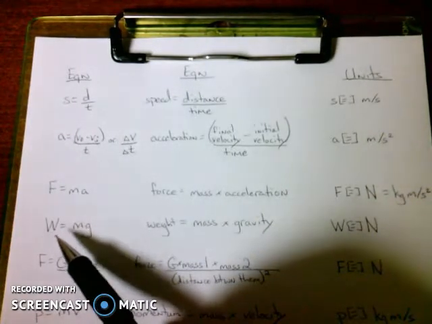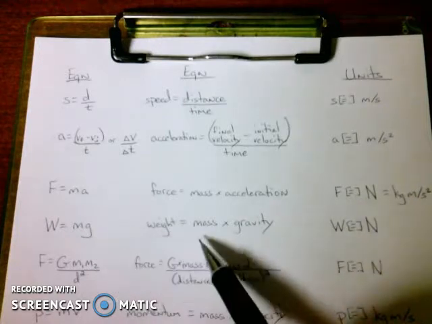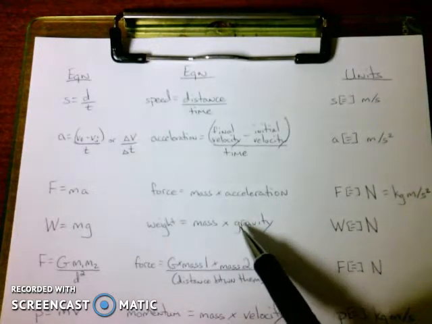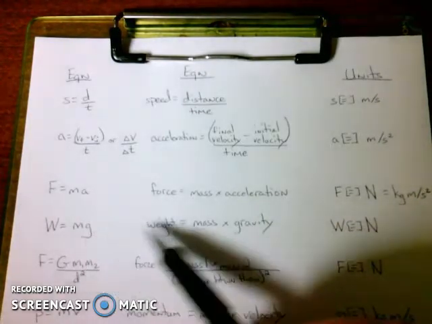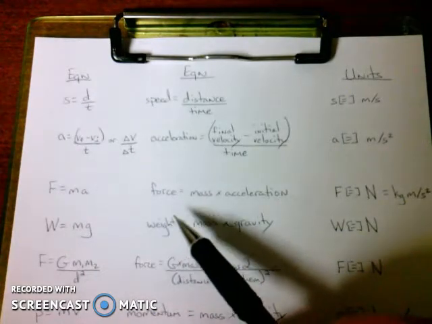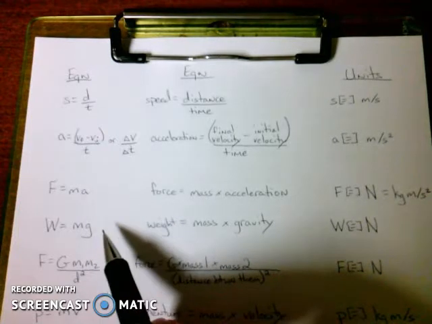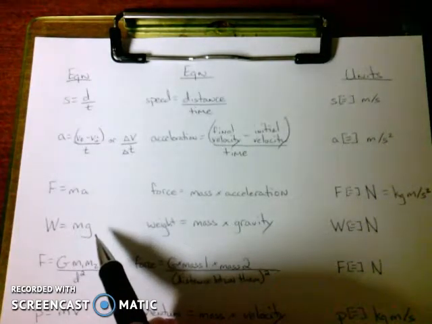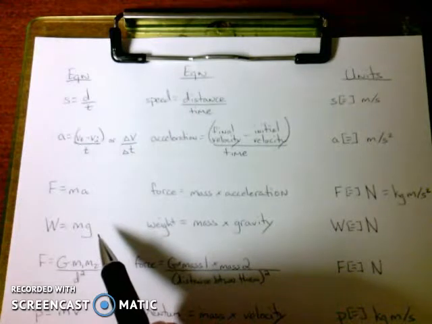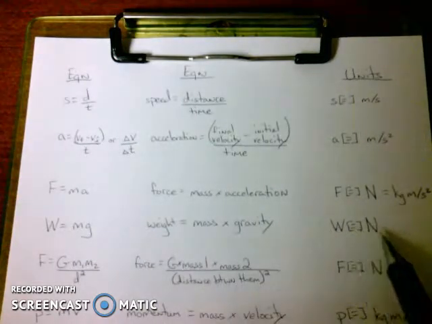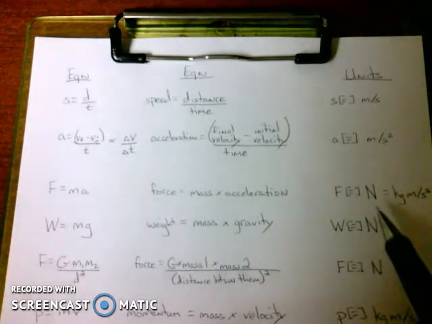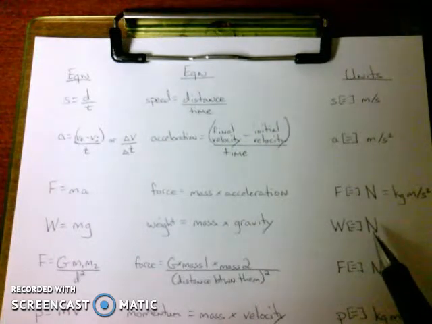All right, weight equals mass times gravity. So weight equals mass times gravity. All right. Now, weight is just a specific force, right? It's the force of gravity acting on a body. And little g on Earth is 9.8 meters per second squared. That's a good number to remember, okay? Weight will also have units of newtons because it's just a specific force, right? It's the force of gravity.